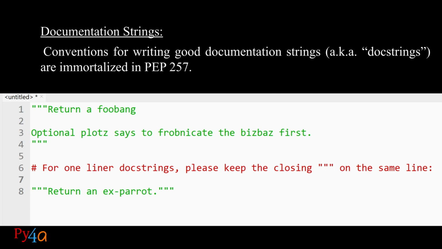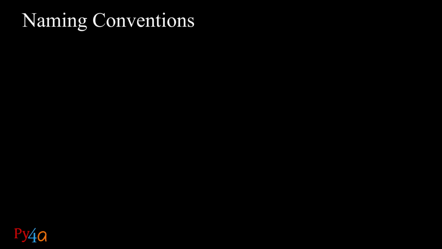For a one-liner docstring, please keep the closing triple quotation mark on the same line. That's the example. If you have a one-liner docstring, you begin the triple quotation mark on the same line, put your documentation, and close it on the same line.